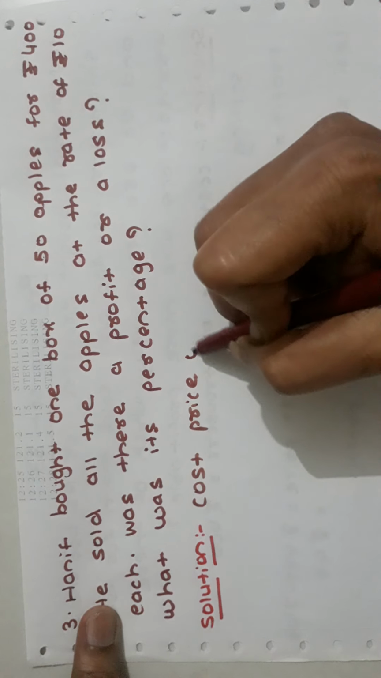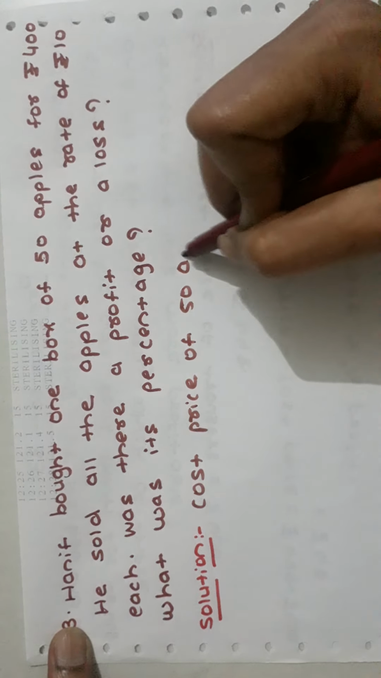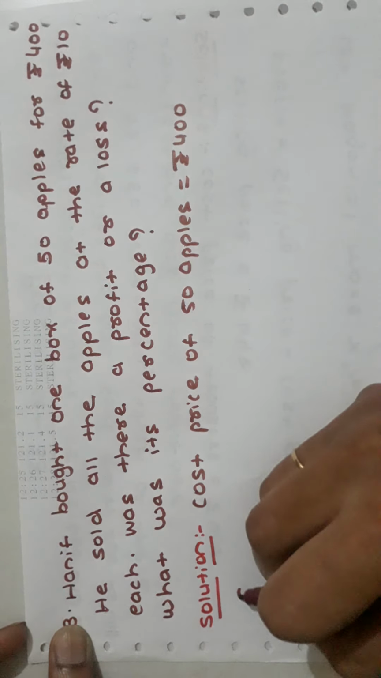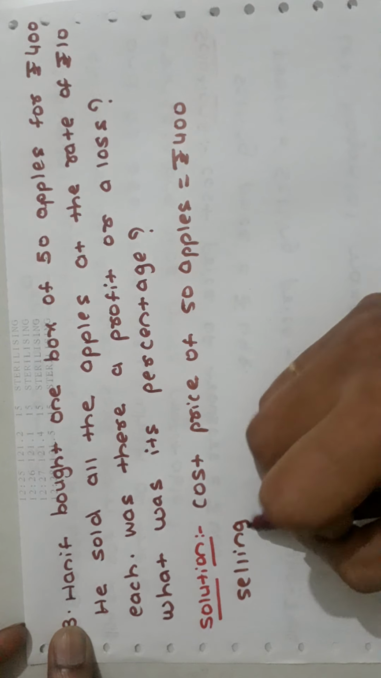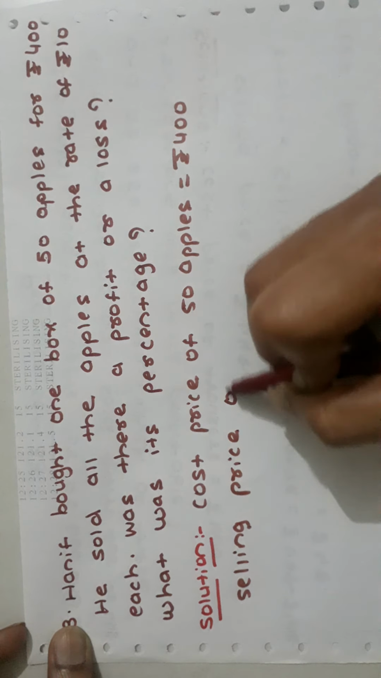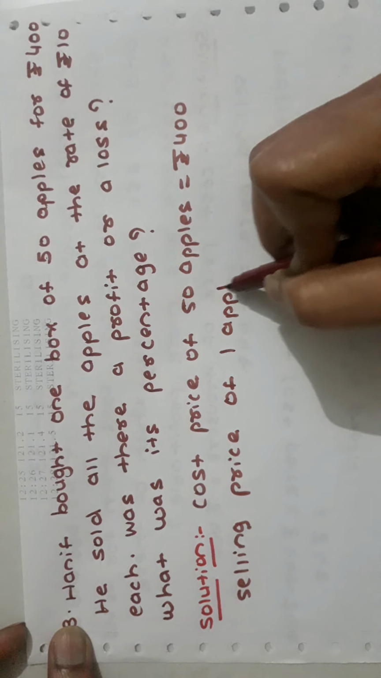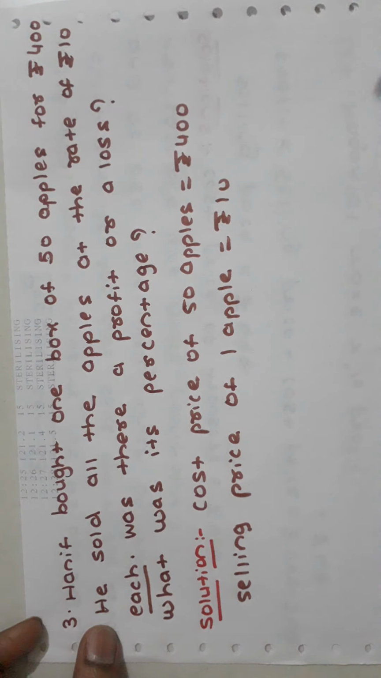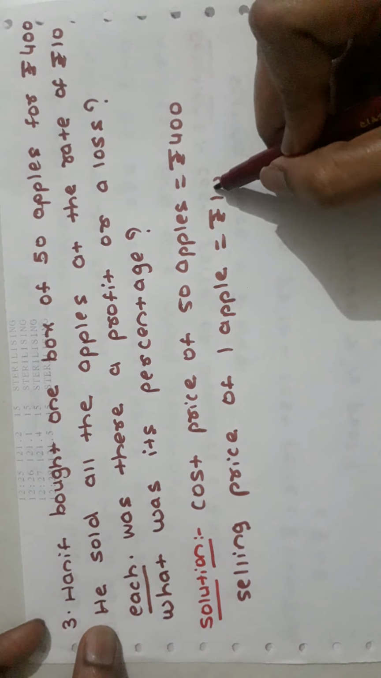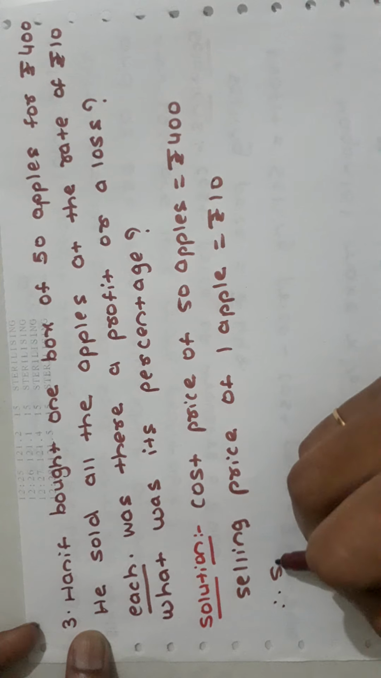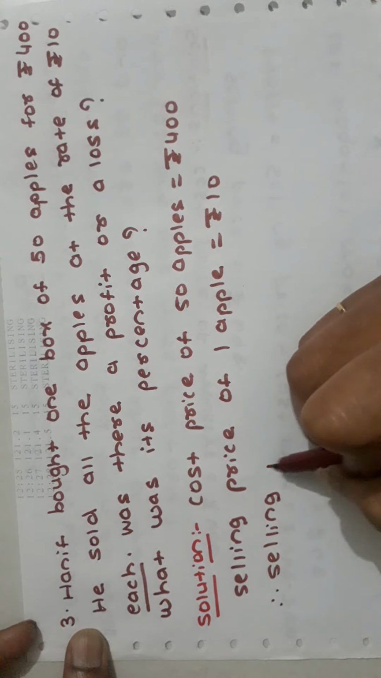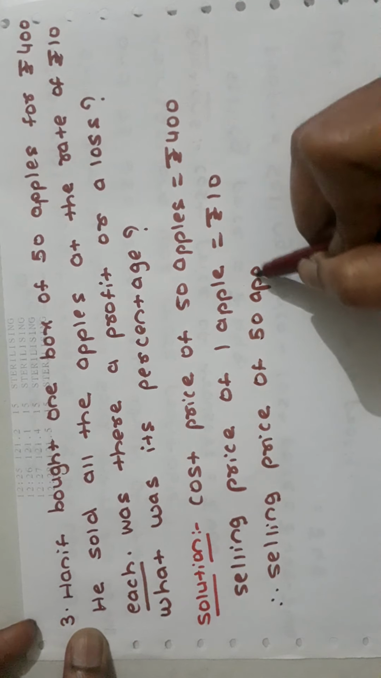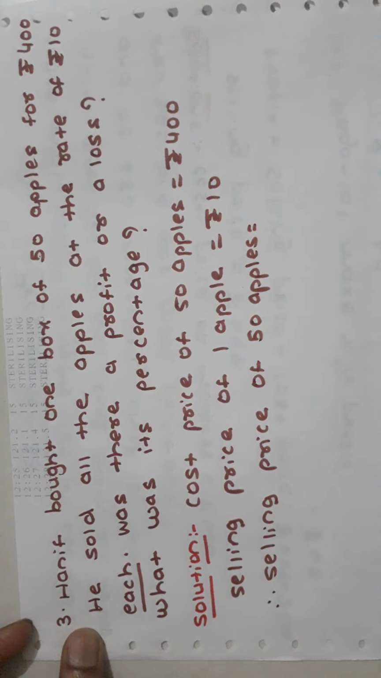Cost price of 50 apples is given rupees 400, and selling price of one apple is given rupees 10, because it is said that each. So therefore selling price of 50 apples is equal to, here we will use unitary method.